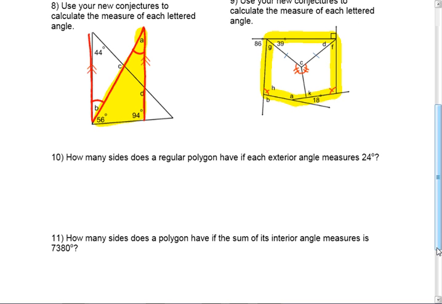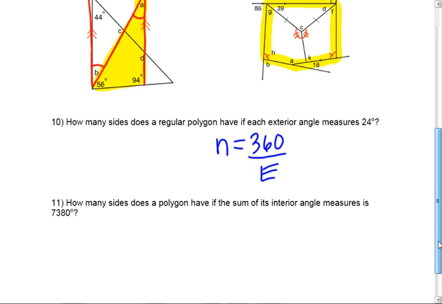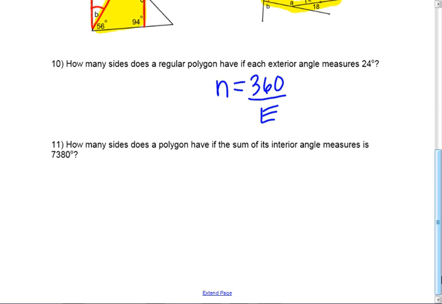How many sides does a regular polygon have if the exterior angle is 24? The number of sides is equal to 360 divided by the exterior angle. How many sides does a polygon have if the sum of the interior angles is 7380? I have no choice but to do this. That's why I have all those formulas on the board, so you can see them. There aren't very many, but you have to figure it out. That's the problem.